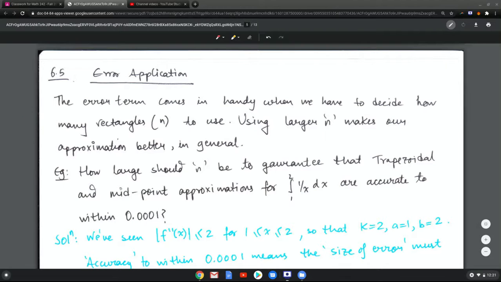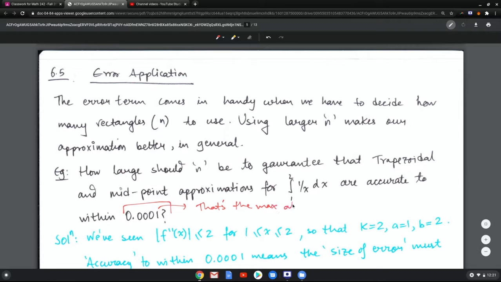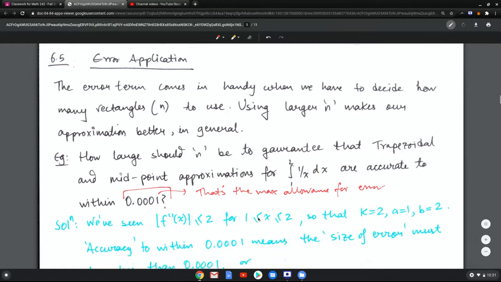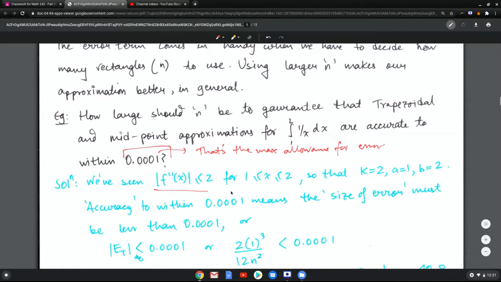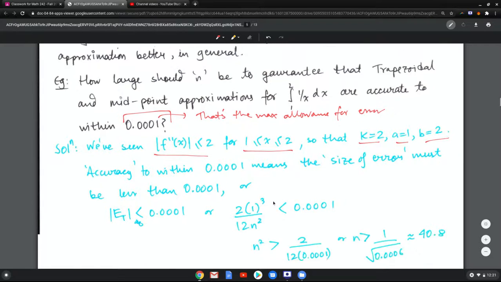So the problem is to find how large n should be to guarantee that the trapezoidal and the midpoint approximations are accurate to within 0.0001. That is the max allowance for error. Now we already know that the second derivative of this function is less than or equal to 2 in that interval, so we can pick k is 2, a is 1, b is 2. Accuracy to within 0.0001 means that the size of the error must be less than that, or E_T should be less than 0.0001.